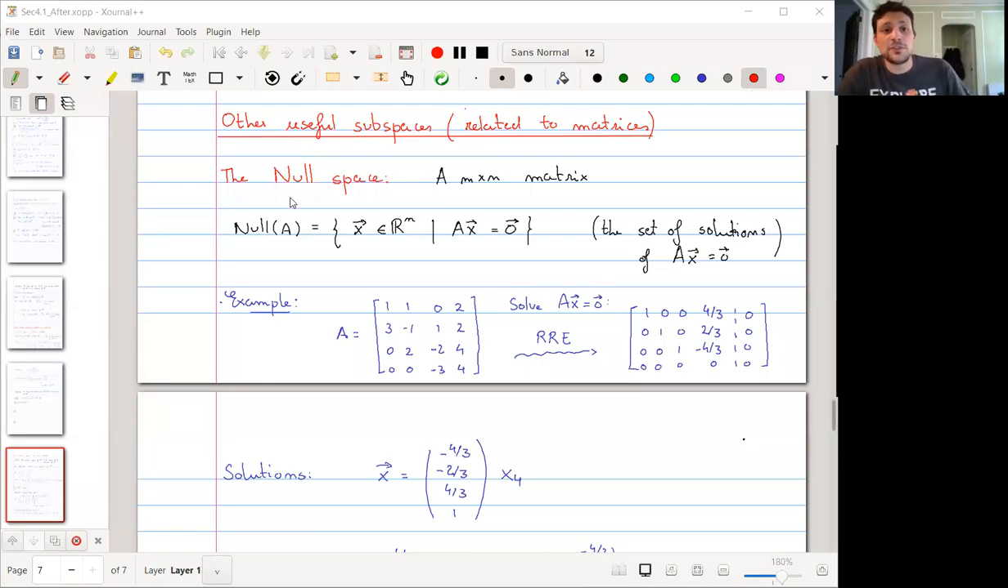Hello, everyone. In this video, we define three important subspaces that are associated with a matrix. So we fix an n by n matrix, and it will be fixed for the rest of the video.